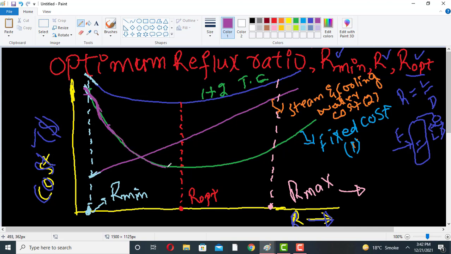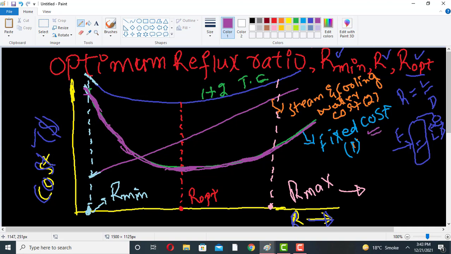This graph is for the fixed cost. Now what is the fixed cost? The fixed cost is the cost of the distillation column. It is the cost of the plates.